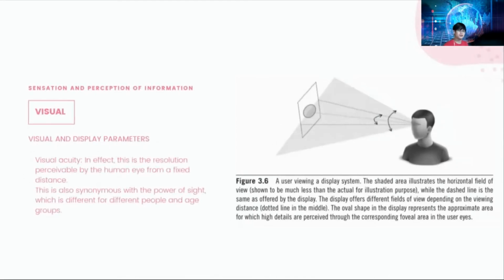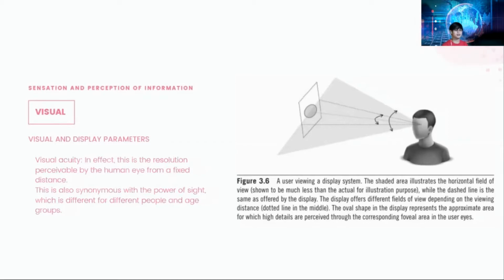The visual acuity. In effect, this is the resolution perceivable by the human eye from a fixed distance. This is also synonymous with the power of the sight, which is different for people of different age groups. So again, this is just the resolution perceivable by the human eye from a fixed distance. So that is the visual acuity.